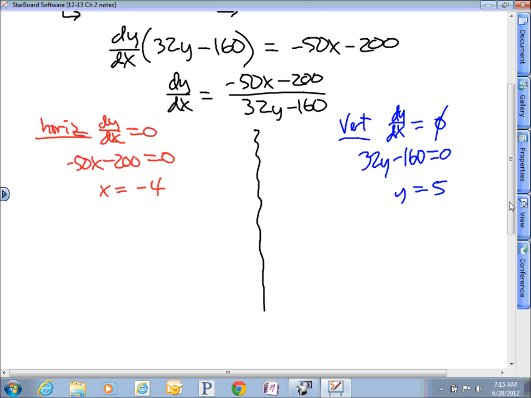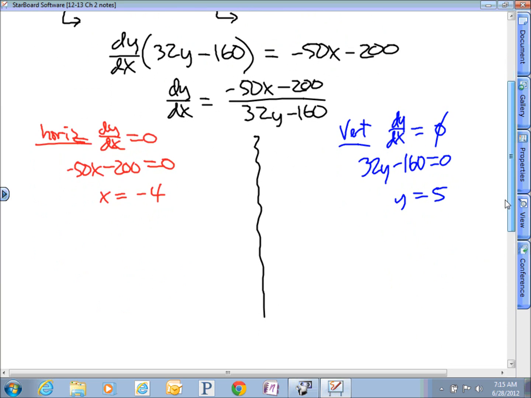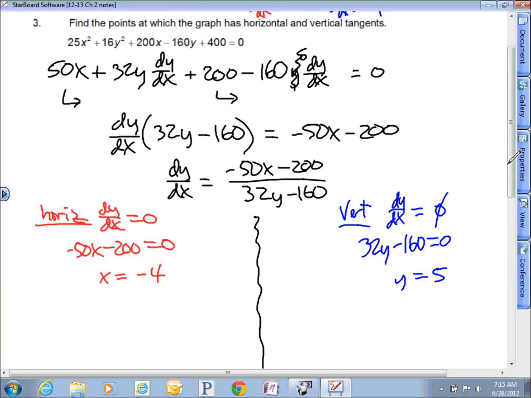So now, if we look back at the original problem, it says find the points. Points, by definition, have an x-coordinate and a y-coordinate. So I have the x-coordinate of my horizontal tangents. Now I need to find the y-coordinate. Well, how do you find the y-coordinate? You're going to plug x into the original function. So I'm going to have a tough time doing this because it's all the way up at the top of my screen and I got it right on the bottom. So I'm going to plug negative 4 in everywhere I see an x, and I'm going to leave y.